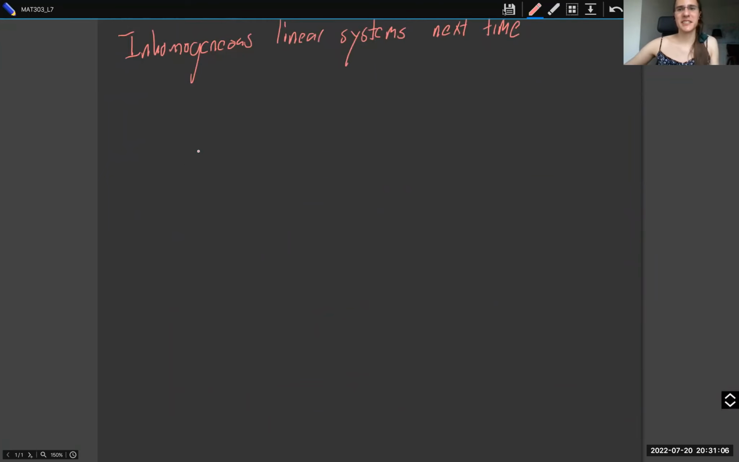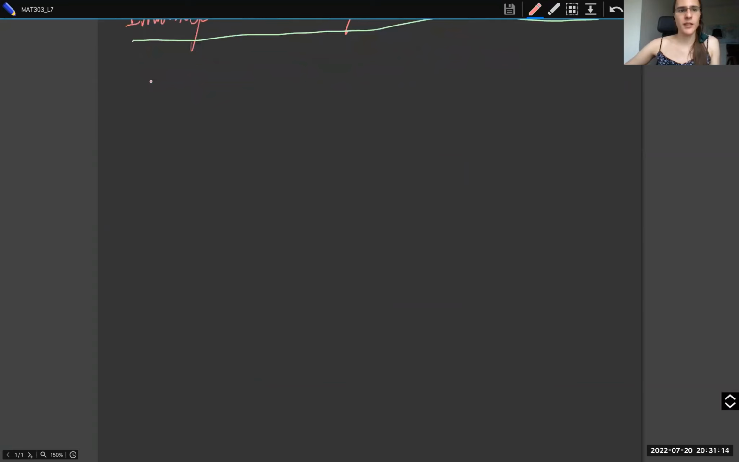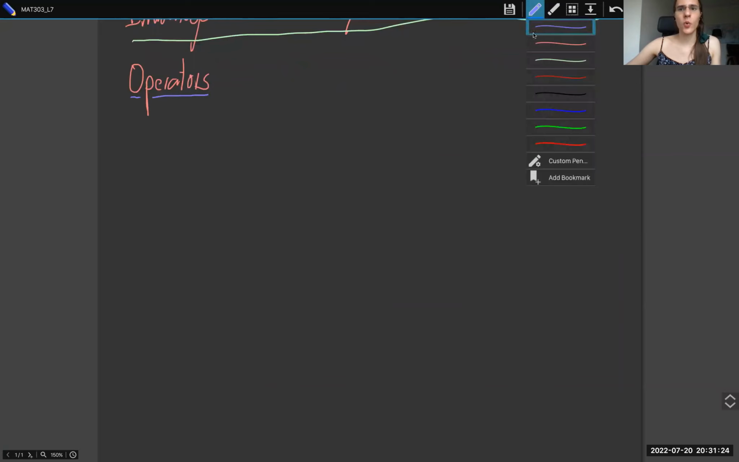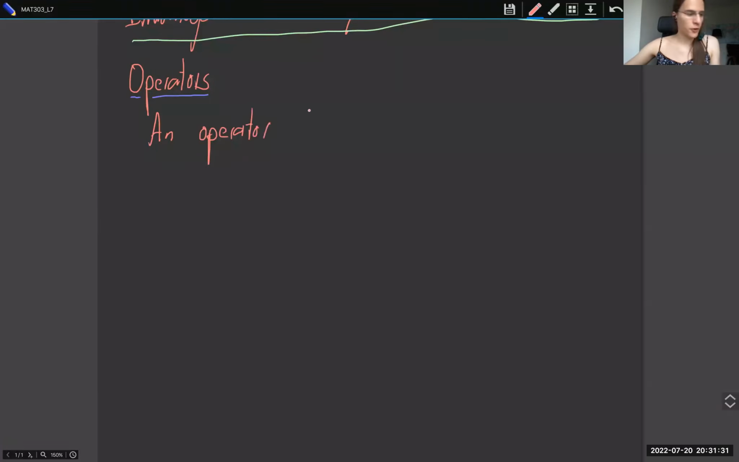Okay, so let's just completely switch topics and talk about operators. And this is going to be working up towards Laplace transforms. So an operator, which we'll refer to as, let's say, L for now, is something that takes functions to functions.